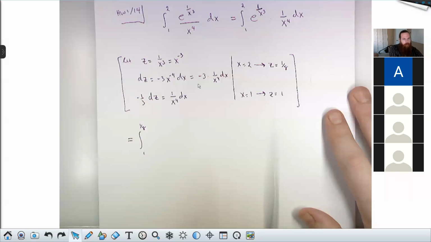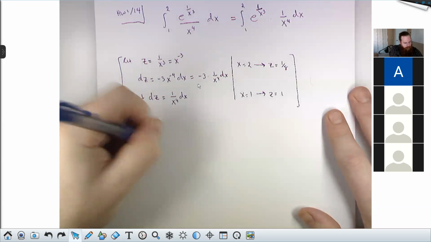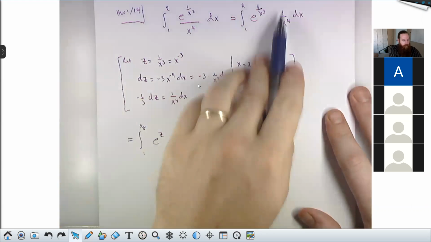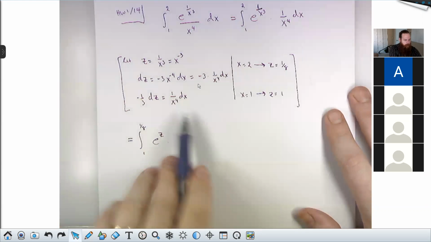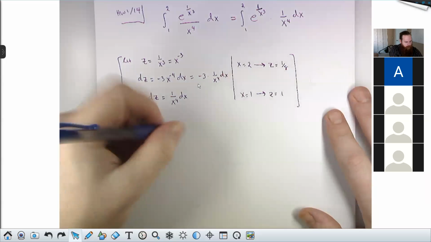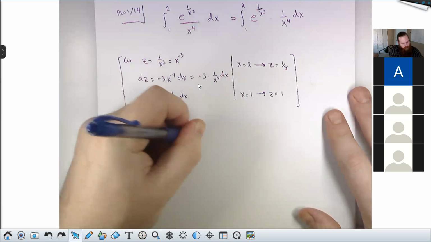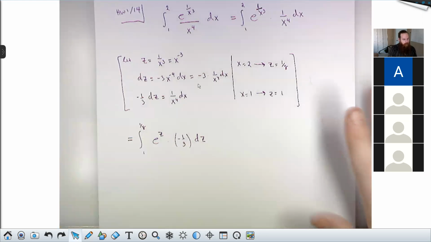e to the 1 over x cubed, that's e to the z, times 1 over x to the 4 dx, that's negative 1/3 dz. So this will be times... Wouldn't 1/8 be on the bottom portion of the integral?